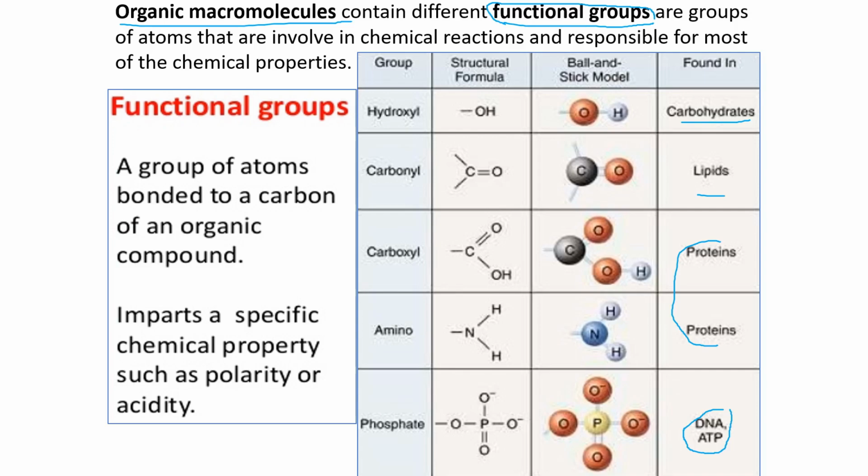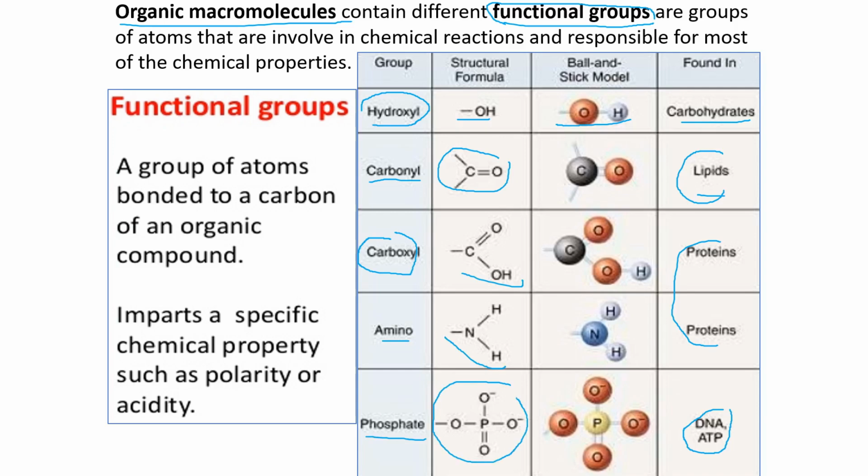Carbohydrates, for example, have a functional group called the hydroxyl group in here. Lipids have a different functional group, carbonyl, shown in here. Proteins have two special functional groups, carboxyl in here and amino group in here, and DNA and ATP have phosphate, the phosphate group.